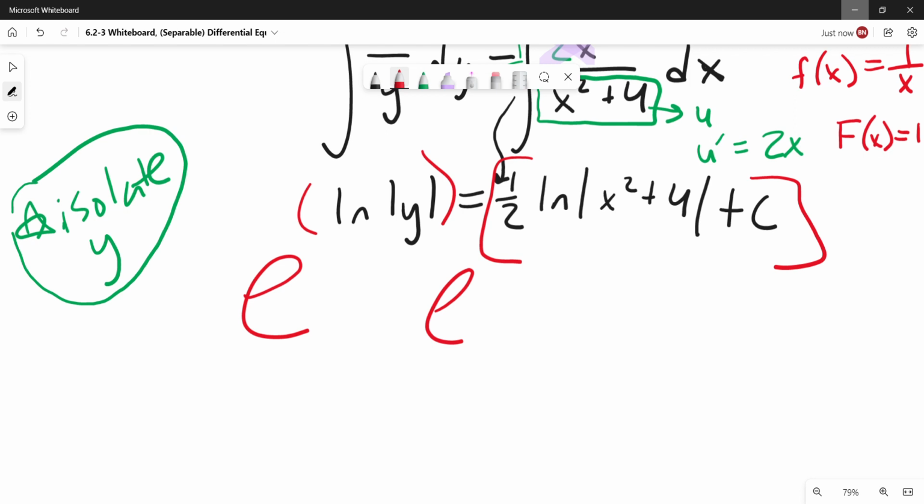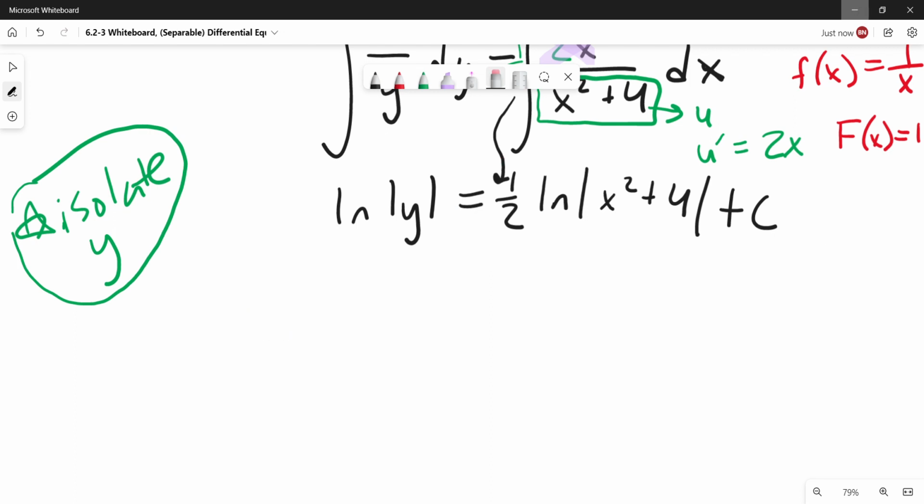In fact, probably before I even do that, yeah, I'm probably going to do that, aren't I? Let me see what they're doing. Yep, they do that. All right, hold on, hold your horses. Before I do that, I have this 1/2 out front, and I have a log. Remember what you can do with the log thing? You can rewrite it as a power. The 1/2 power is the same as square root. Okay, and the stuff under the square root better be positive.